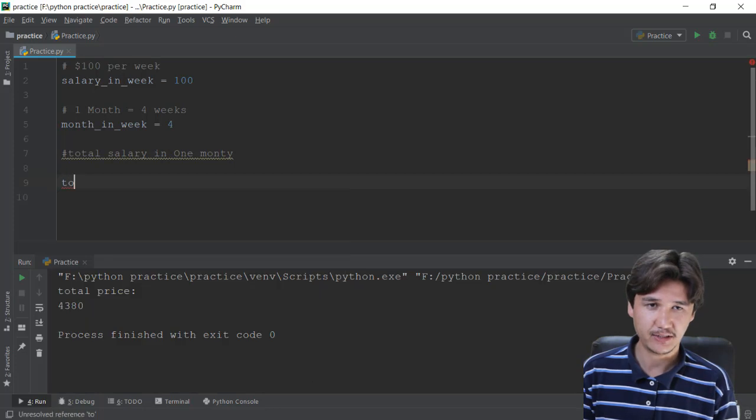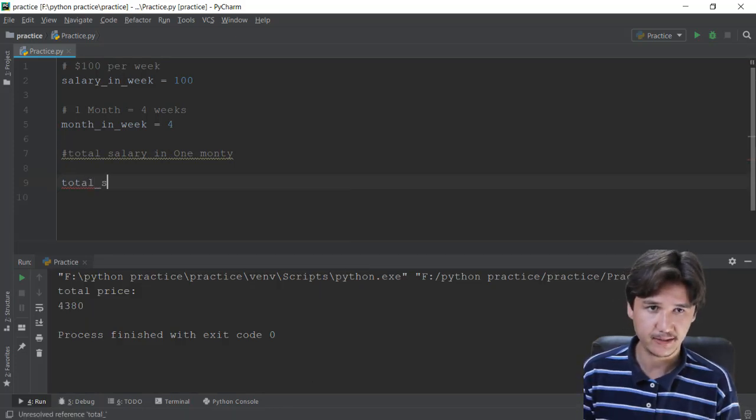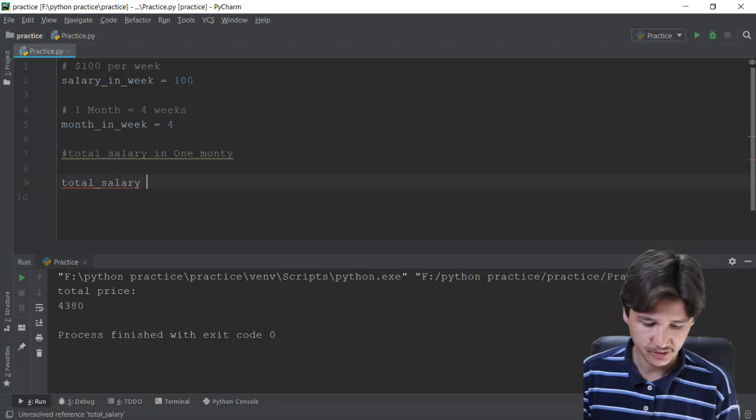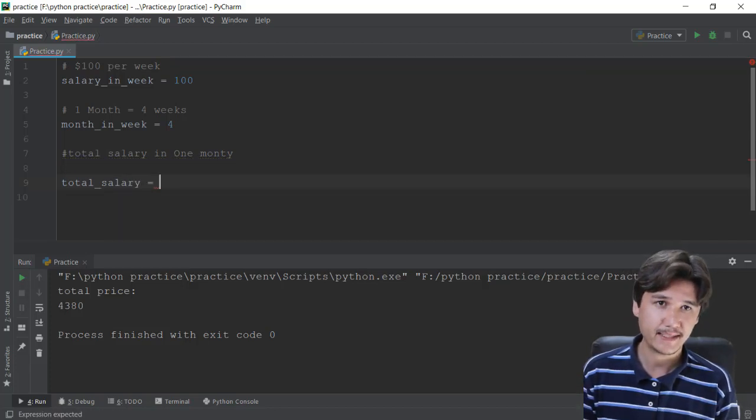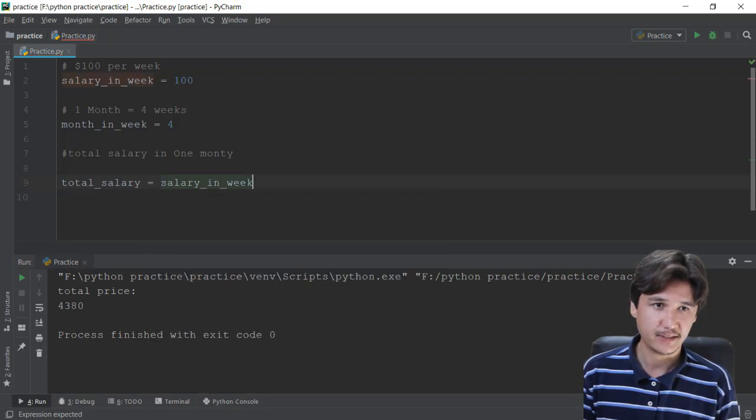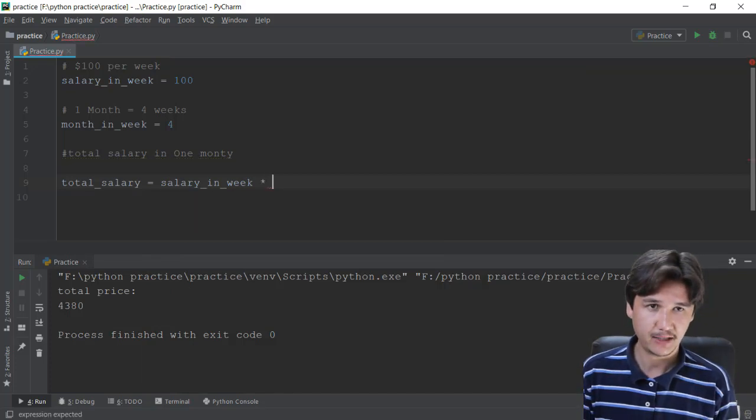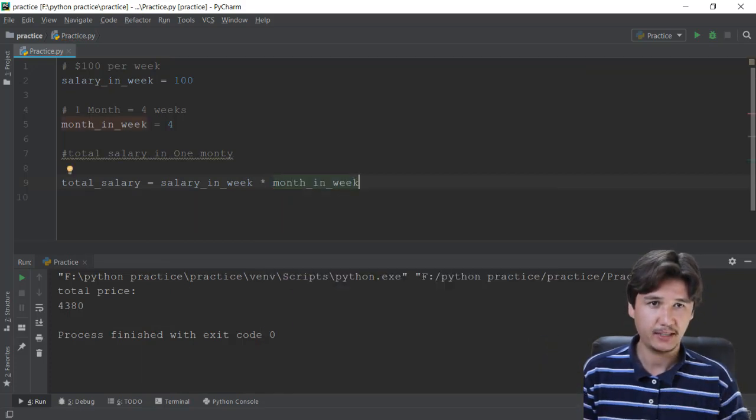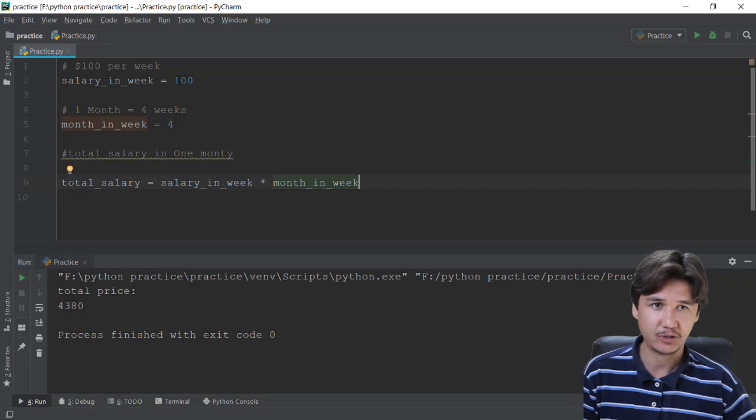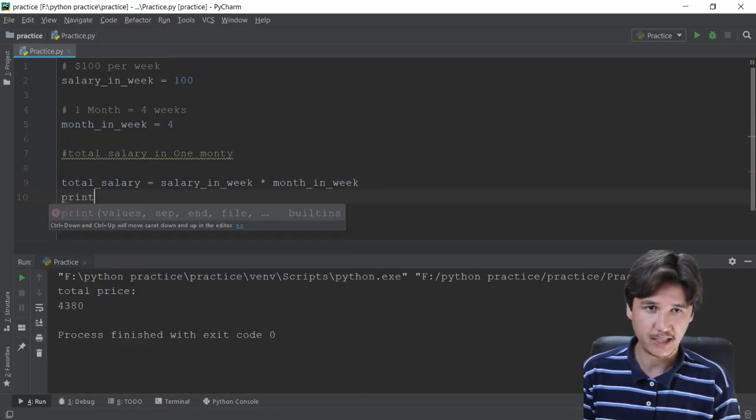I say that total_salary should be equal to salary_in_week multiply by month_in_week. And what will be that? If I multiply 100 with 4, then I have now here print. What I'm going to print should be total salary.